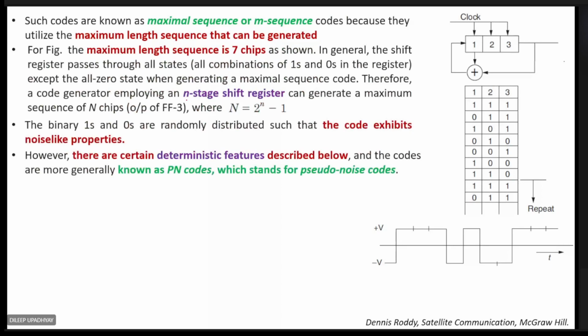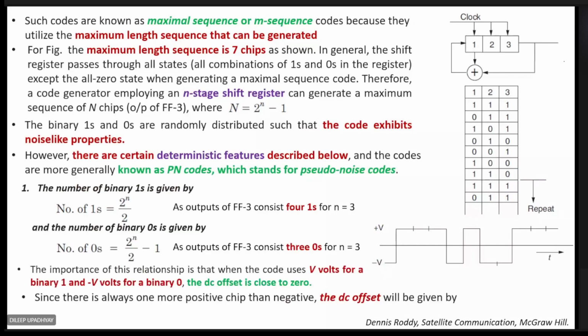Then we talked about some properties of this PN sequence. I have already told you that the number of ones is more than the number of zeros. The second property is that the DC offset level is very low and close to 0, because approximately the number of ones and the number of zeros are equal. So the DC level is very close to 0.